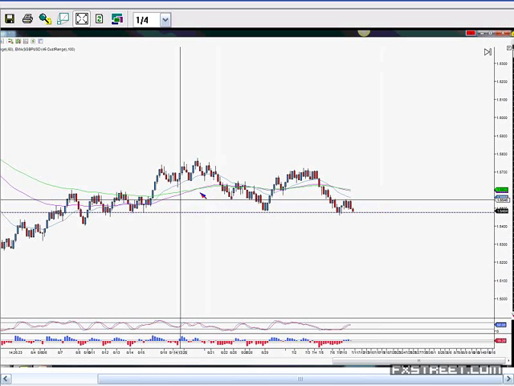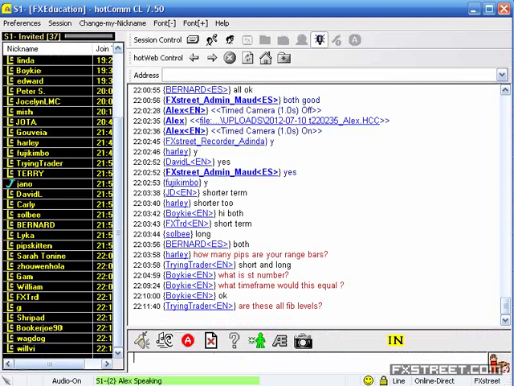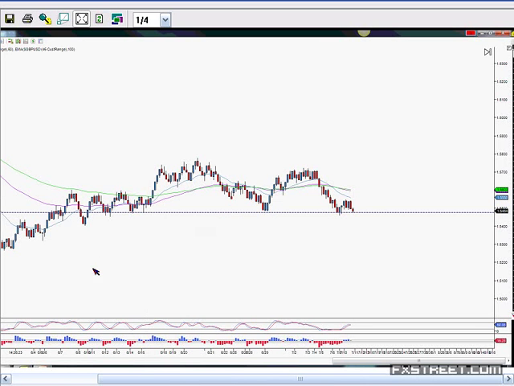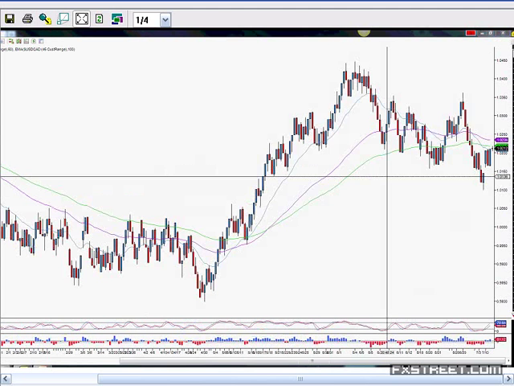But at the moment, for me personally, I can't see anything worth trading on this chart here. So I would literally move along from here. So let's do that. Let's move on.